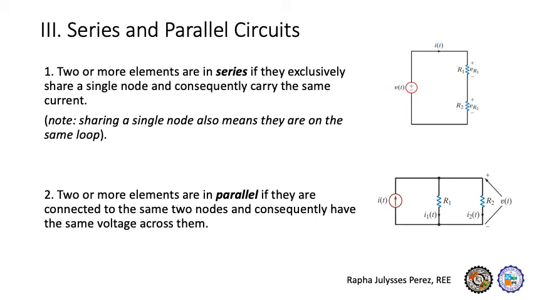Two or more elements are in parallel if they are connected to the same two nodes and consequently have the same voltage across them. So if series circuits have the same current, parallel circuits have the same voltage. For series circuits, current is equal while voltage is divided, while for parallel circuits, voltage is equal but current is divided, because we have two or more branches that share the same set of two nodes.